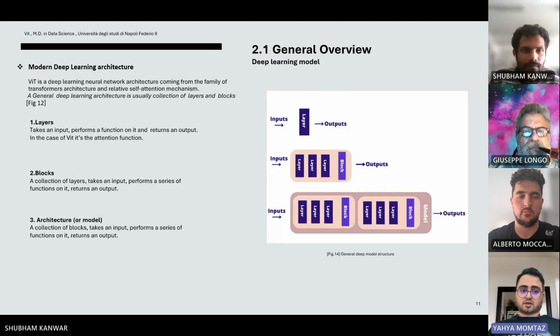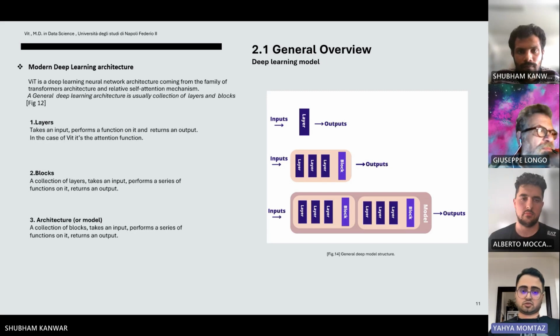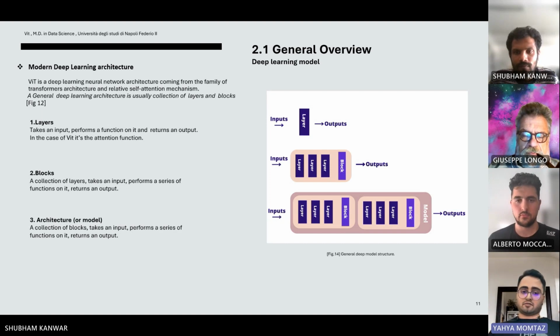For the architecture, the first is layers, which have one input and one output, of course. Then we have blocks. A block has a series of layers. We give the input to it, it does some function, and then we have output. Generally, our model consists of a series of blocks where every input goes through our model, does some function, and then we have output.